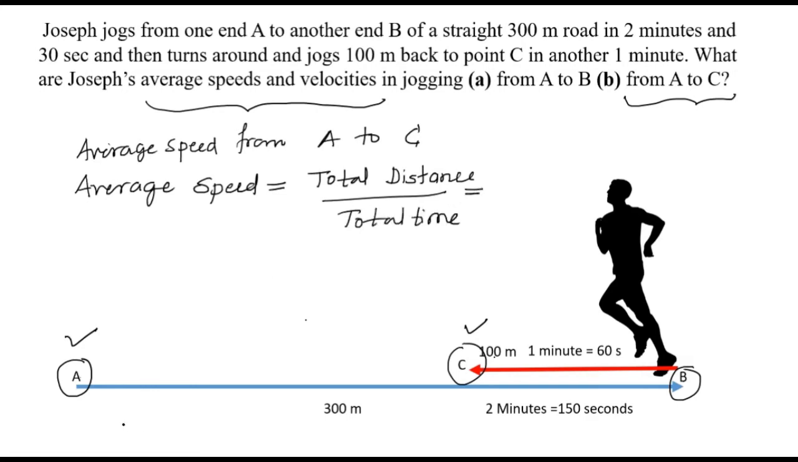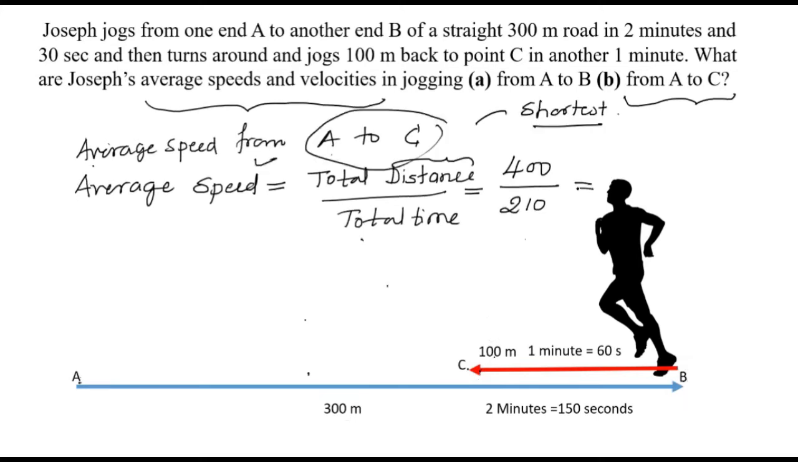Which is equal to, what is the total distance here? Total distance is 300, that is from A to B, plus again 100, that is from B to C, because we are calculating average speed from A to C. So we have to add the distance 300 and then 100. Totally it becomes 400 divided by how much time he takes? 150 plus another 60. So it is 210, right? 210, and that is equal to 400 by 210. If you calculate, it will become 1.9 meter per second.